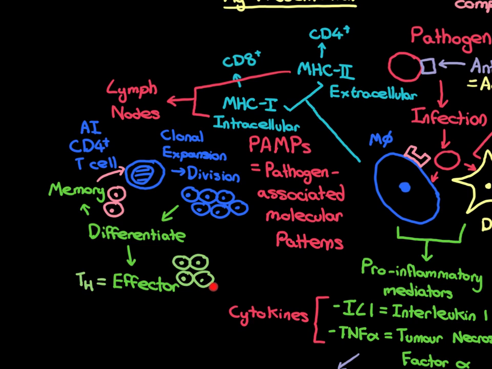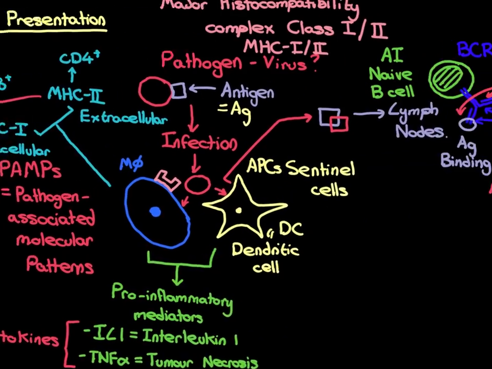Effector helper T cells do more than just helping B cells activate. They play other roles as well. So these are going to be important in white matter lesion formation. So wait up for that.